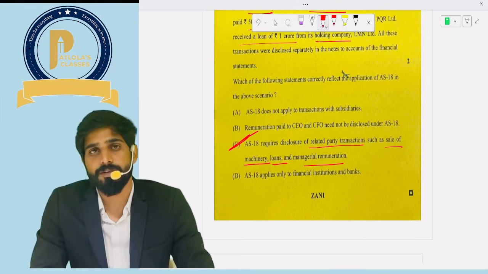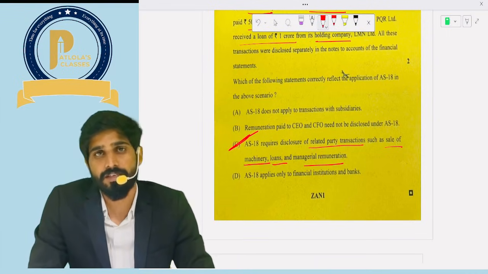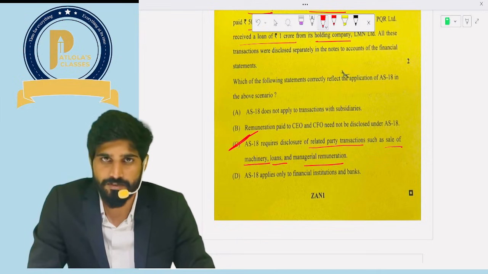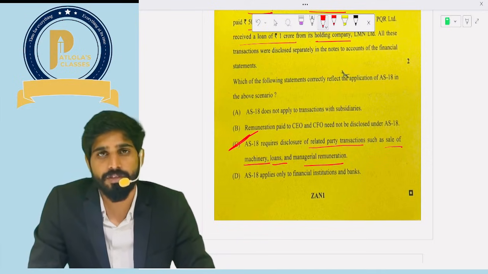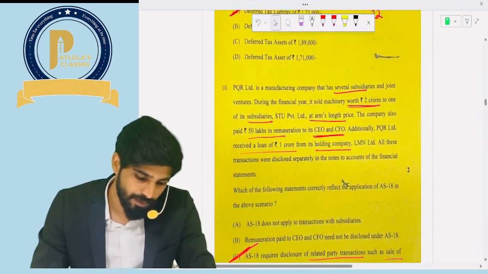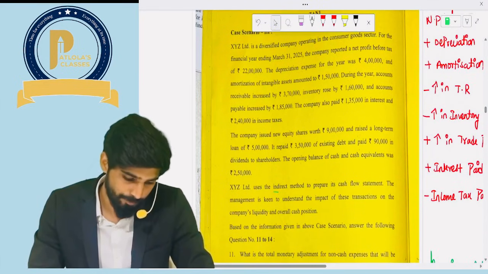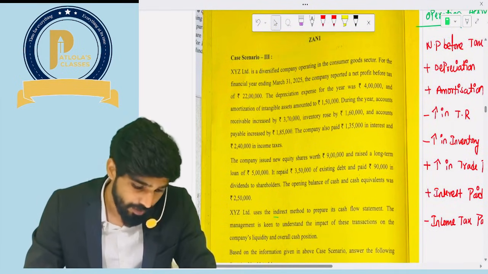Even if it is at arm's length price, AS 18 says you have to disclose once there is a transaction, let it be sale, receiving the loan or paying the remuneration, whatever kind of transaction, if it is between the related parties, we have to end up disclosing. Now let us get into the last case scenario quickly. Then you can cross check your answers.